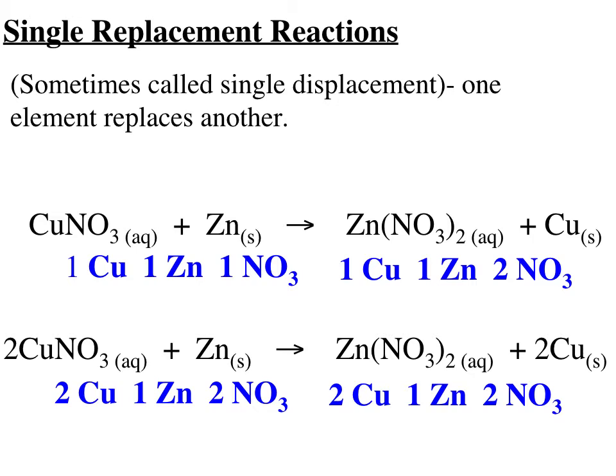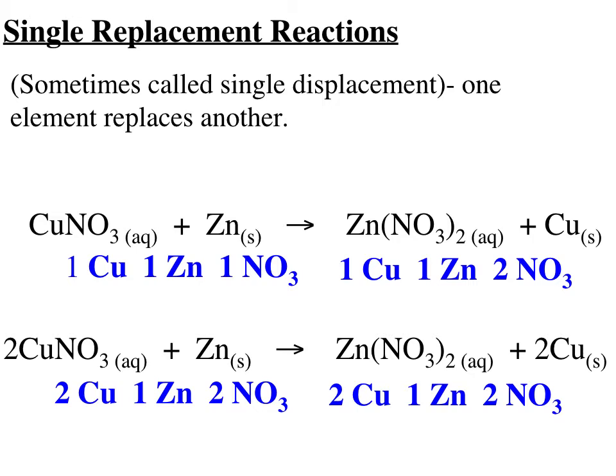So here I'm beginning with copper nitrate. I'm reacting it with elemental zinc, and as a result of that reaction, I'm forming zinc nitrate, and I'm also forming elemental copper. Now, one other thing I want to say here is that I have subscripts on the materials indicating the phase that they are taking during the course of the reaction.